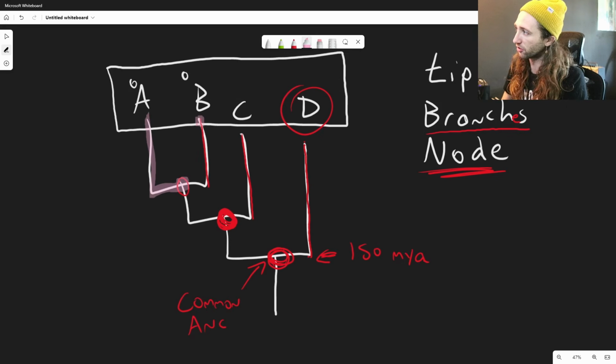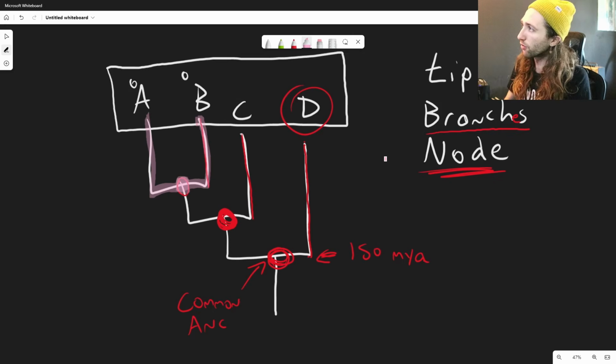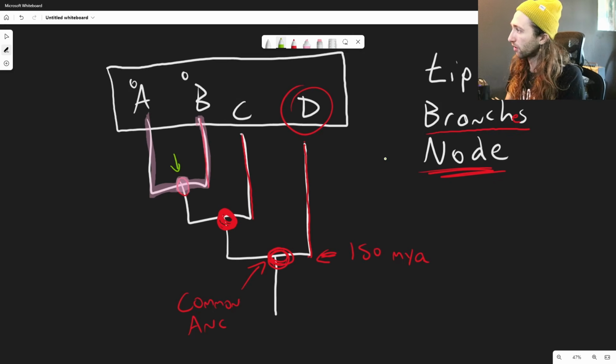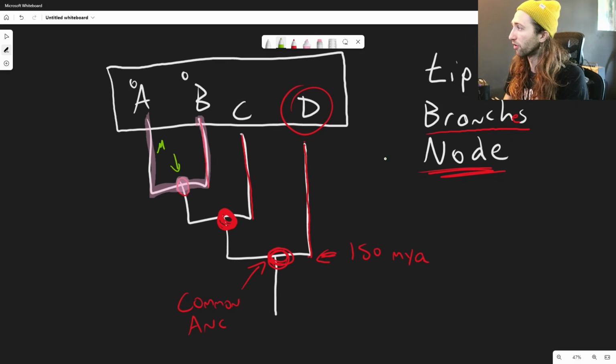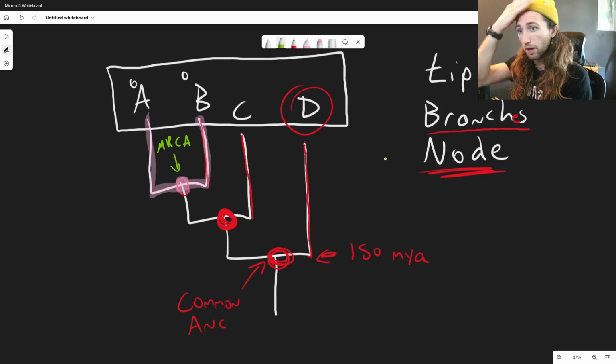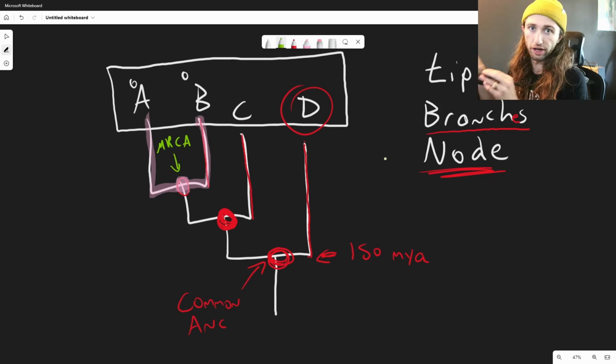We start at the tip B, we go all the way down, and we run into the first node we see. Boom. This node right here is the common ancestor, the most recent common ancestor, to A and B. And we'll denote that with MRCA, most recent common ancestor. But of course, this is a very simple example.